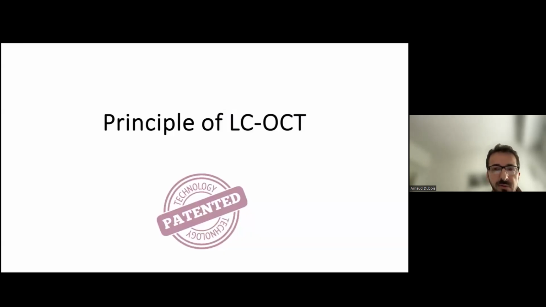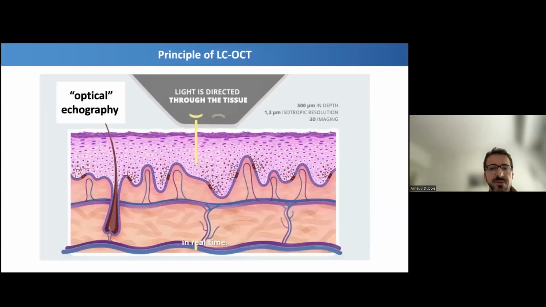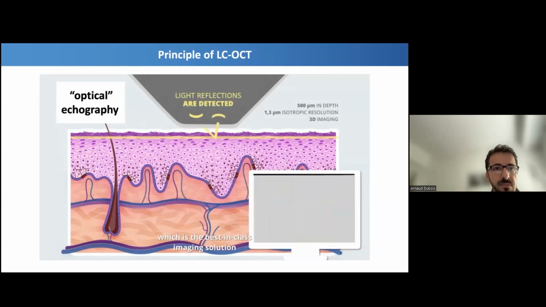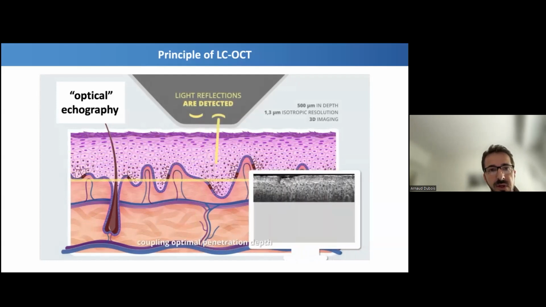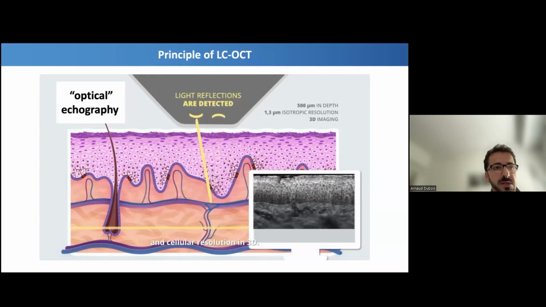I will now explain the principle of LC-OCT briefly. LC-OCT performs a kind of ultrasound imaging, but with light instead of ultrasound. Light penetrates the skin and is reflected by biological structures. By detecting optical echoes, we can reconstruct an image of the reflecting biological structures. So this is the idea in LC-OCT.